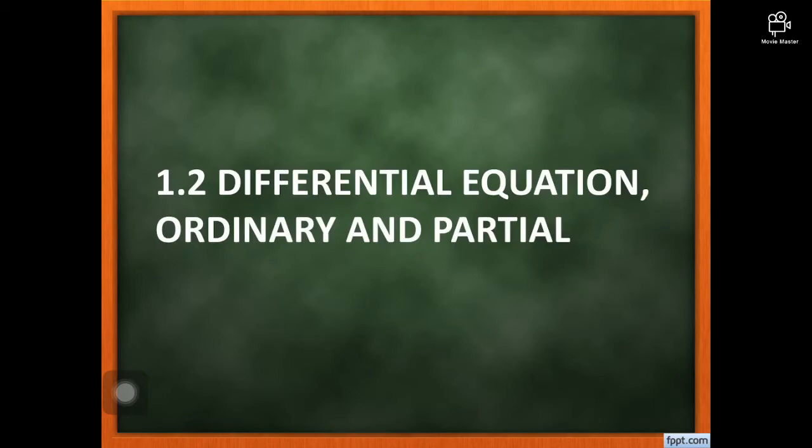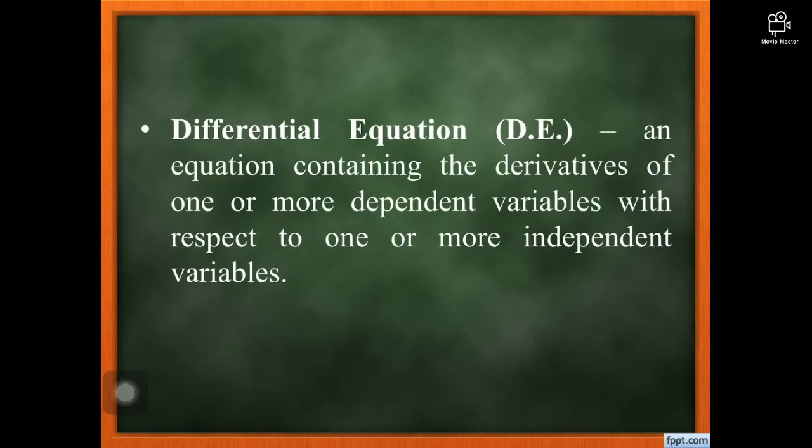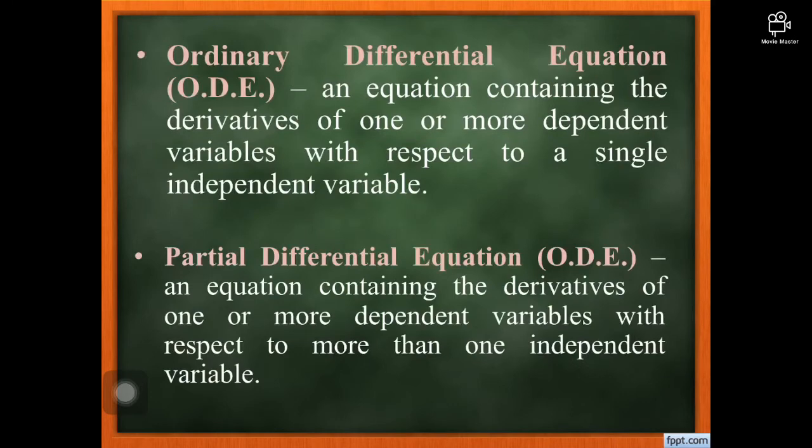Next topic is the differential equation, ordinary and partial. So what is a differential equation? That is an equation containing the derivatives of one or more dependent variables with respect to one or more independent variables. It is divided into two types, the ordinary differential equation and the partial differential equation.